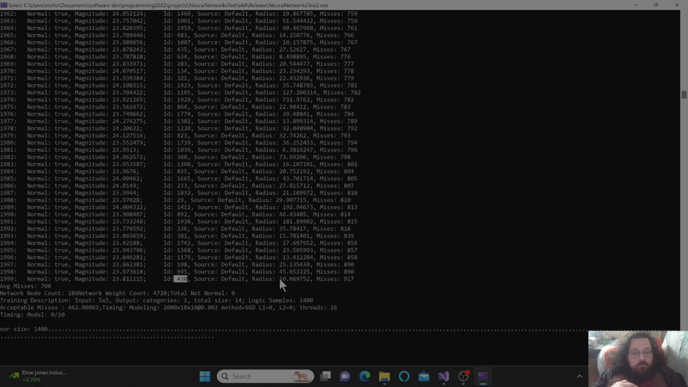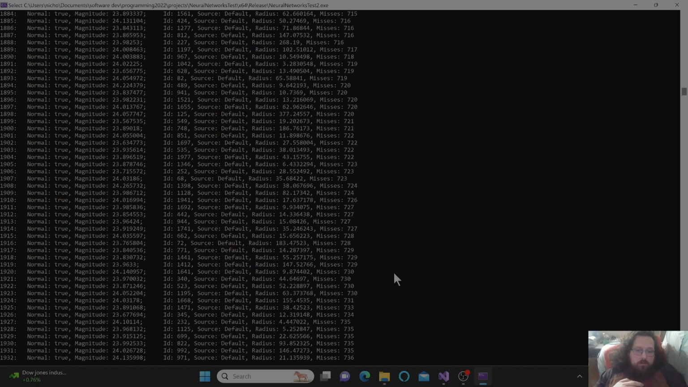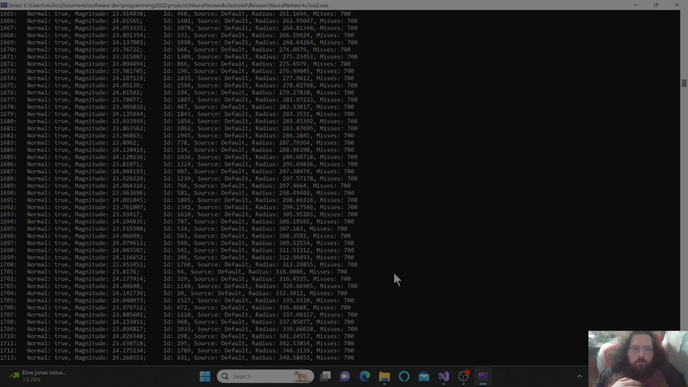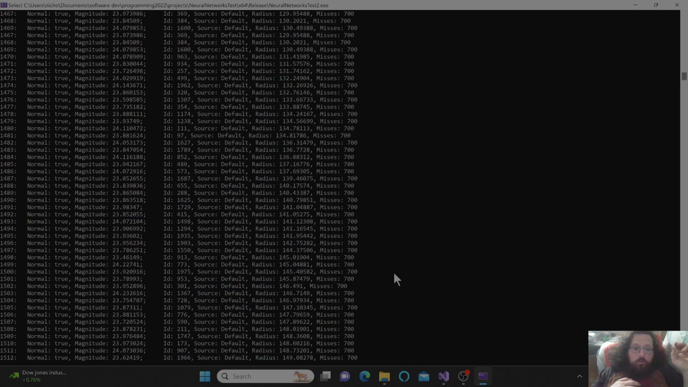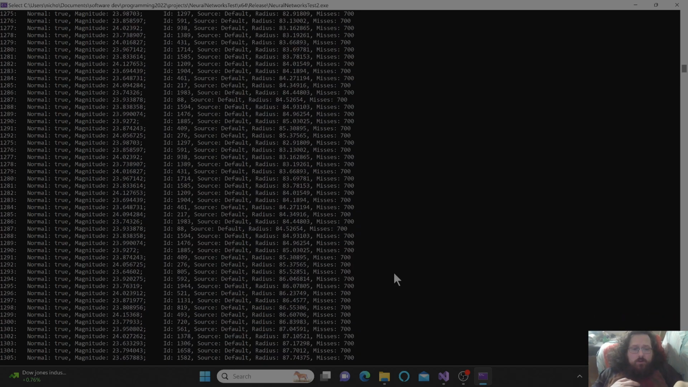It has this measurement, a radius, which I'm going to describe, of 10. But what we're really going to look at here is misses. It has misses of 917, and a magnitude of 23. That's the magnitude of all the weights in the network. So I'm going to scroll up on this output and we can examine the distribution of misses of completely randomly generated networks. You're seeing a lot of 700s here.